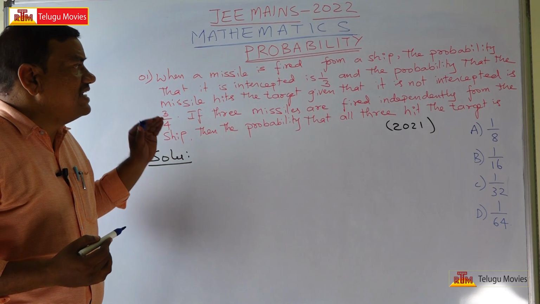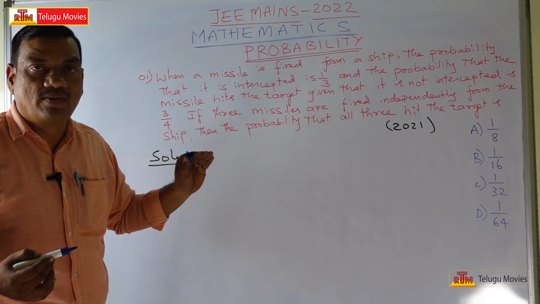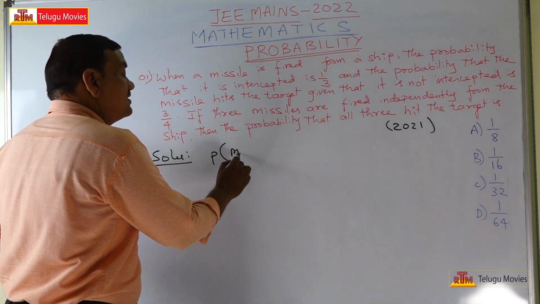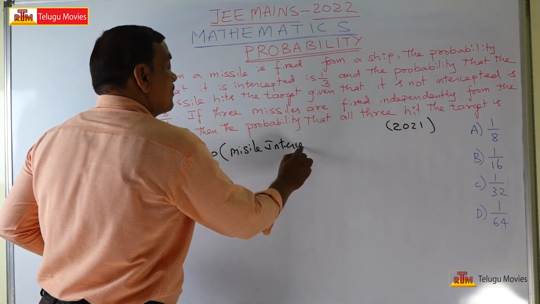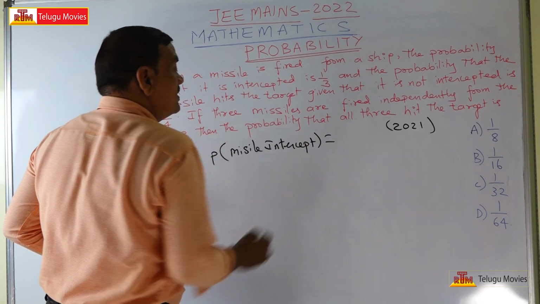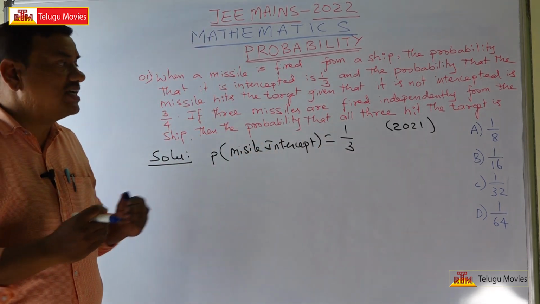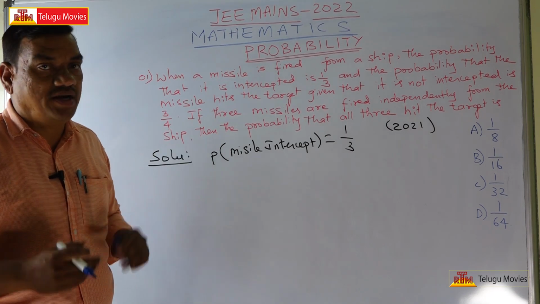When a missile is fired from the ship, the probability that it is intercepted is 1/3. That means the probability of the missile being intercepted is equal to 1/3. That means if 3 missiles are fired, then 1 will fail.